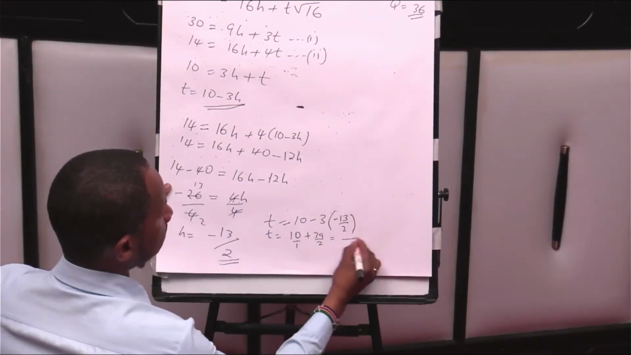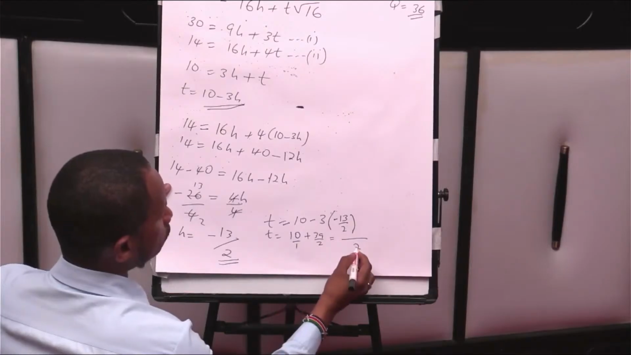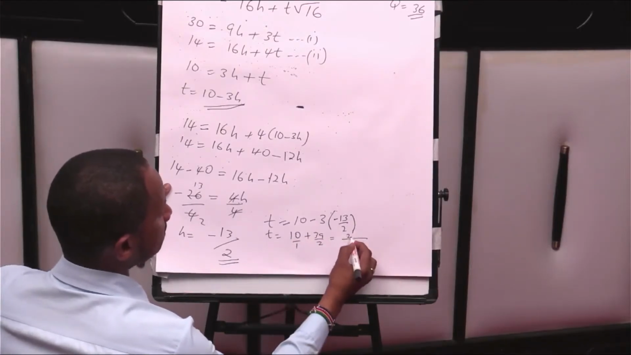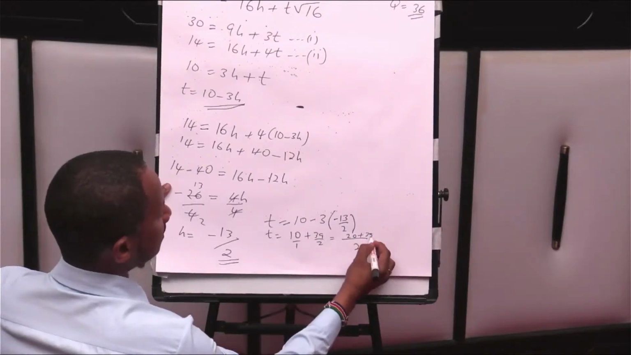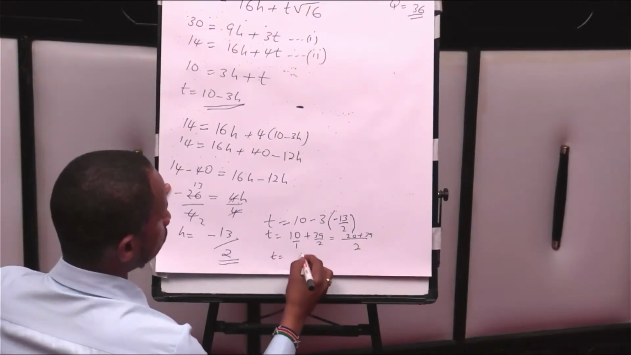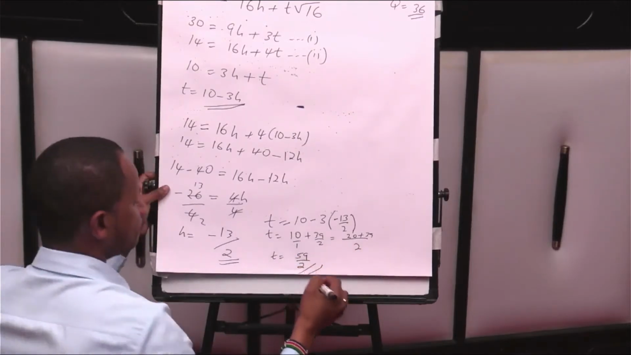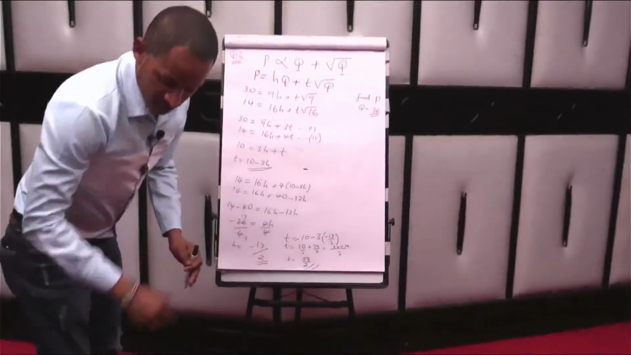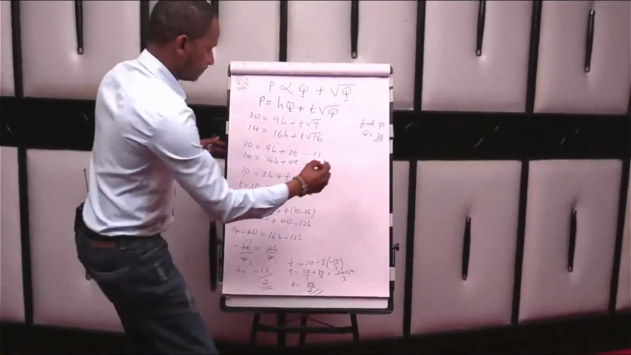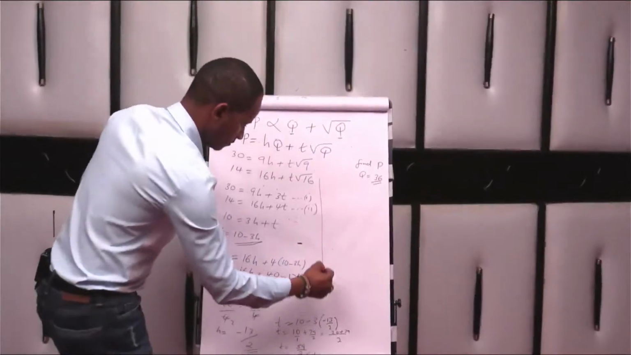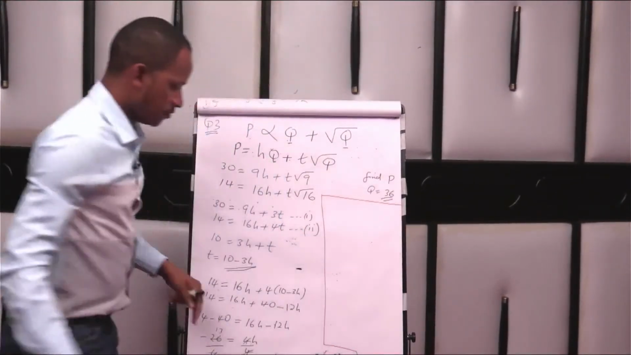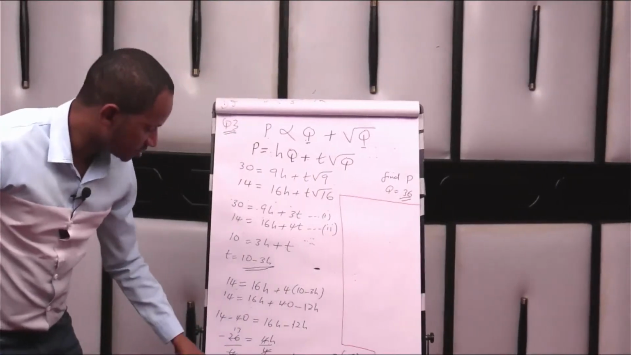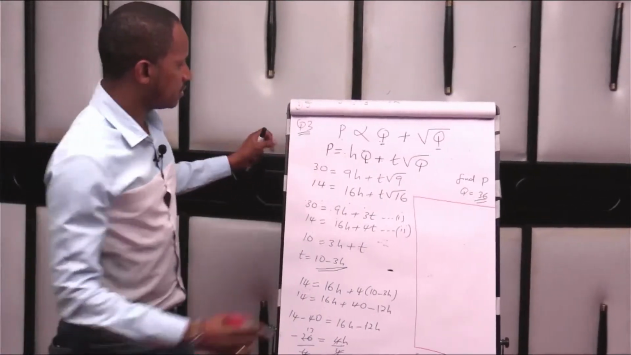Get the LCM, which is 2. 2 times 10 is 20, plus 39. So T equals 20 plus 39 over 2, which is 59 over 2. So we have our value of T. We have our values of T and H. Therefore, come back to our original equation.